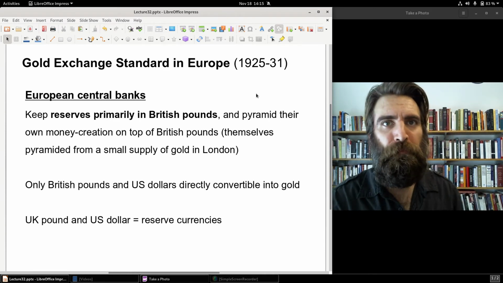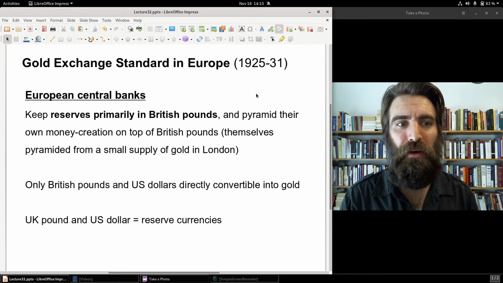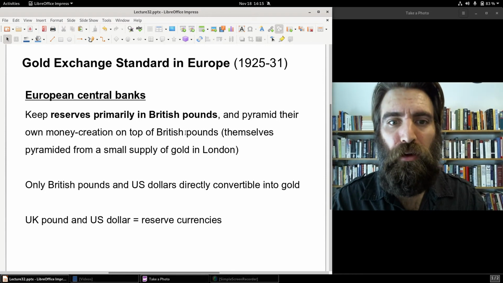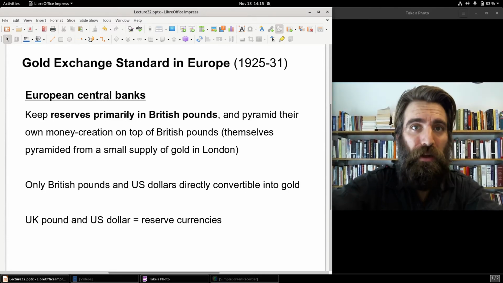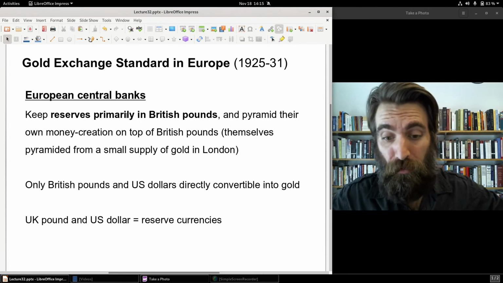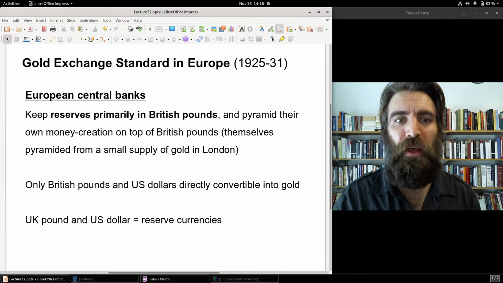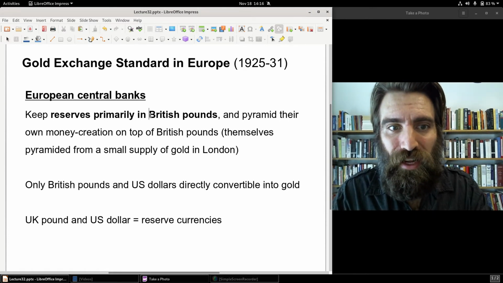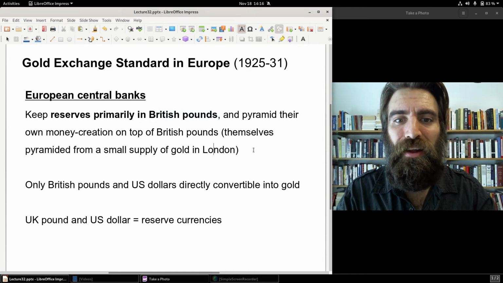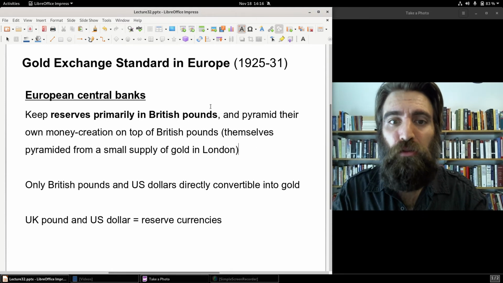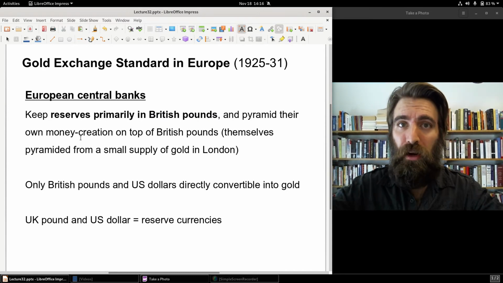So in a way you could say the European national currencies were pegged to the pound. Pegged to the pound, and then those British pounds, the European central banks, if they wanted to, could present to London for gold at the rate of £1 will give them just shy of a quarter of an ounce of gold. Nevertheless, even though they had this ability to take those British pounds in their reserves and convert them into gold, there was a disincentive for them to do that, because those British pounds were the basis on which they could pyramid their own money creation, right?